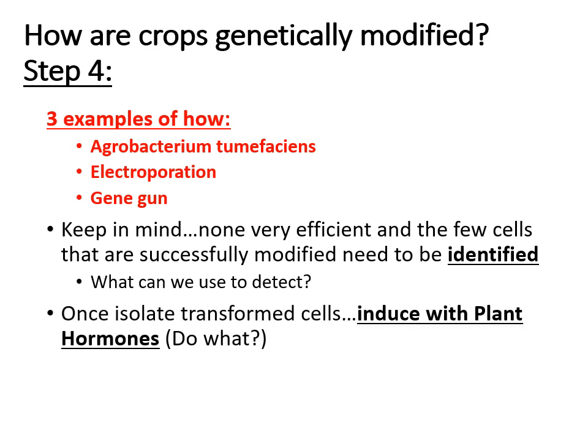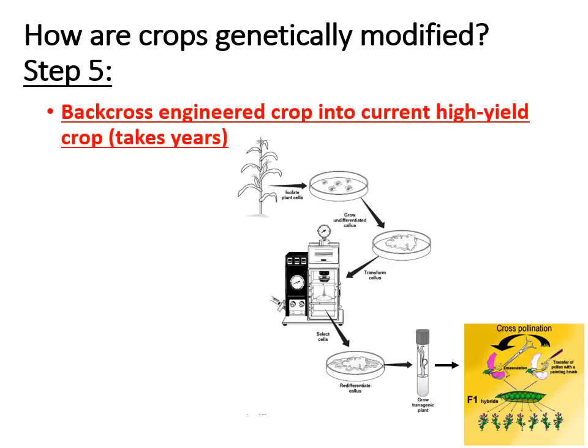Now, once you isolate exactly which cells were successfully modified, they induce those cells with plant hormones, okay? Because remember, those were undifferentiated cells. So now with plant hormones, those cells will be able to differentiate and grow into a full plant. That brings us to the last of our 5 steps, which is to backcross our newly grown engineered plant into whatever is the current high yield crop.